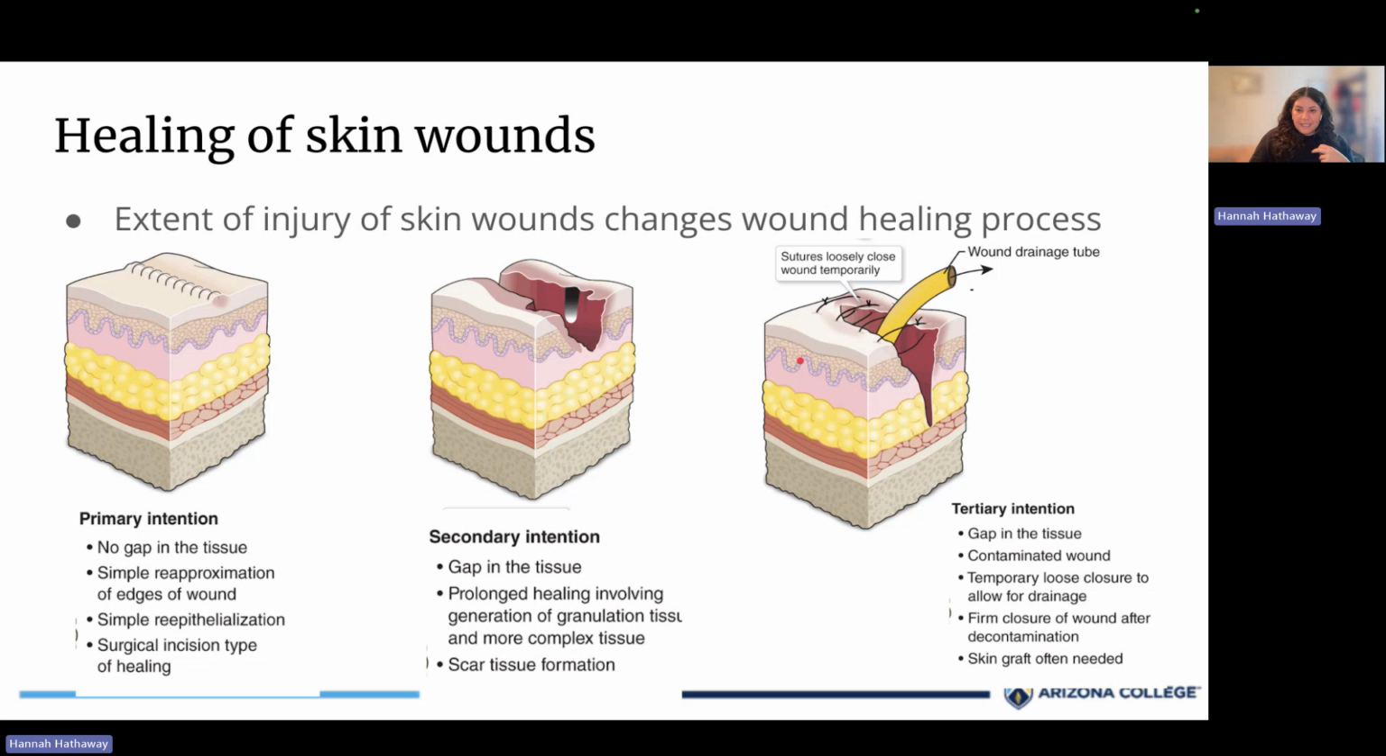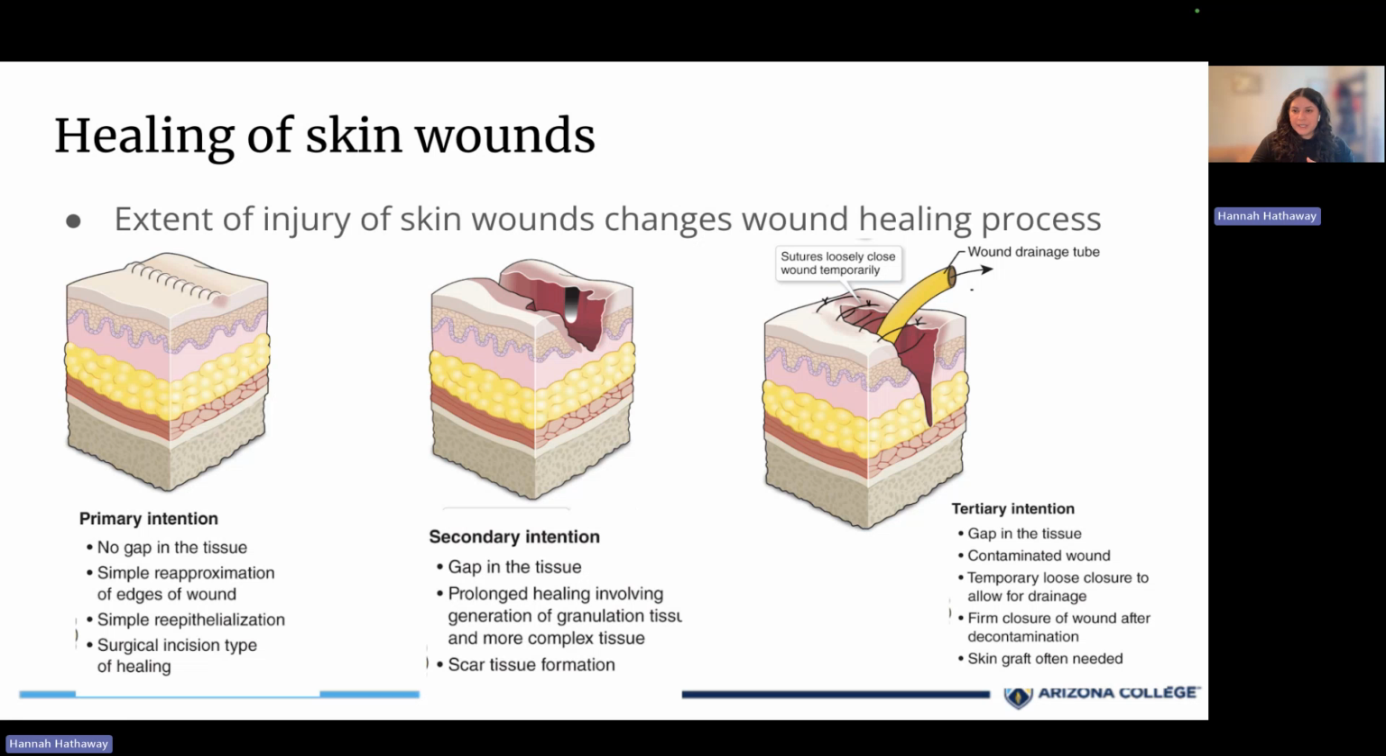And then the most severe and complex type of wound is a wound with tertiary intention. So this is also a gap in the tissue, but usually a much, much larger gap. Because of the size of the gap, the wound itself is going to be contaminated. So in this case, that second step of wound healing, inflammation, the whole point of inflammation is to stop infection.